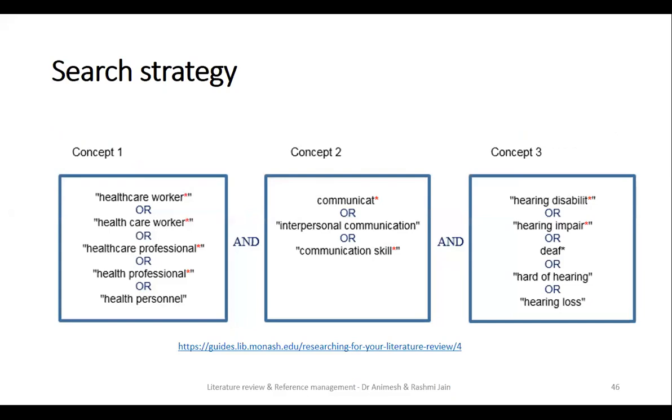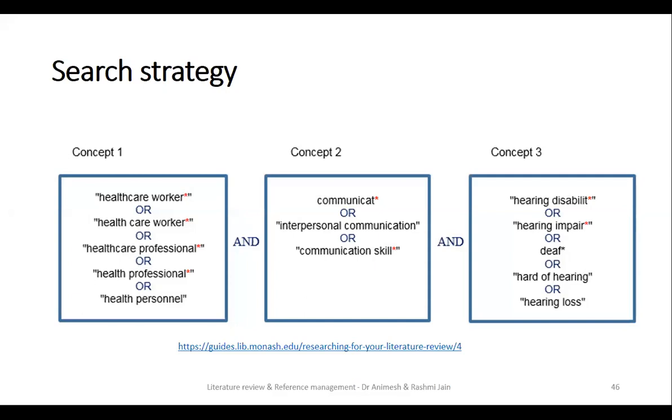Now, going back to the example we have talked about, healthcare worker, I can use that with an asterisk. If you see, I've also used inverted commas here. I can also make it healthcare worker asterisk, then healthcare professional, health personnel. So all those articles which use any of these terms will be listed because I've said OR.